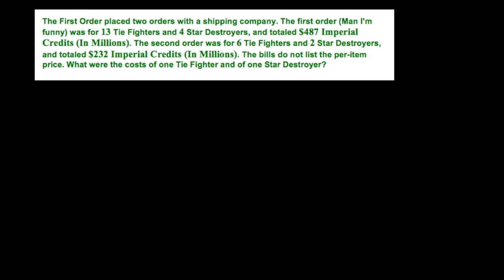So today we're going to talk a little bit about a bunch of different types of problems, and the first one we're going to be looking at is money problems. So here we go. Let's take a look at a real-life situation that could totally be happening. The first order placed 2 orders. That's funny. With a shipping company, the first order was for 13 TIE fighters and 4 Star Destroyers.